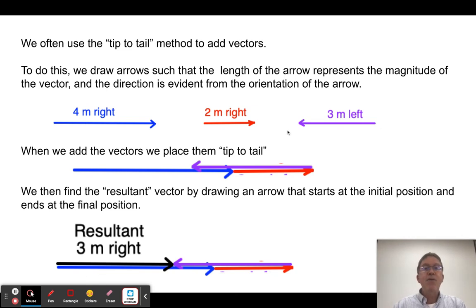Now, if I want to add these 3 vectors up, a person walks 4 meters to the right, then they walk 2 meters to the right, then they walk 3 meters to the left. What's their displacement?